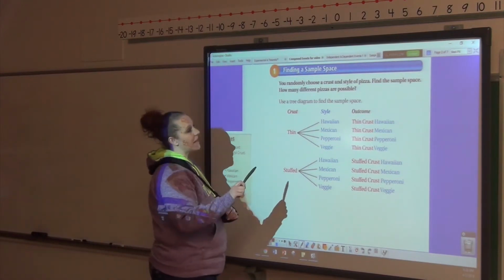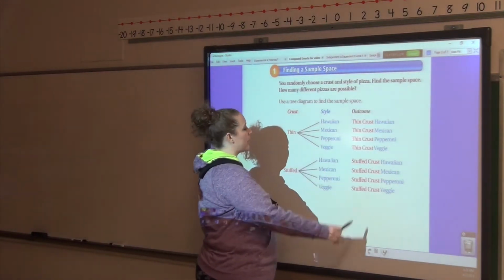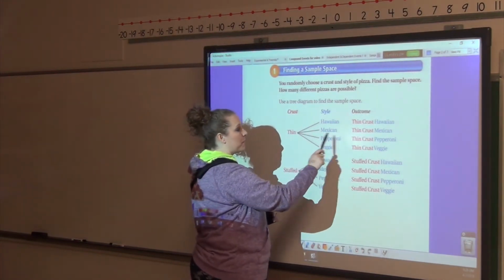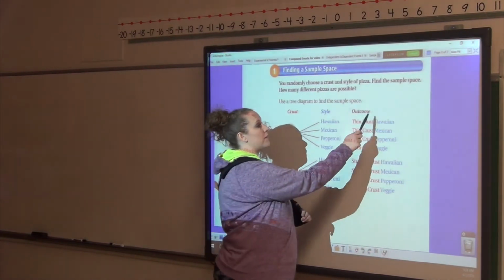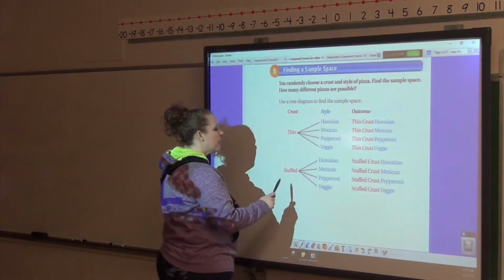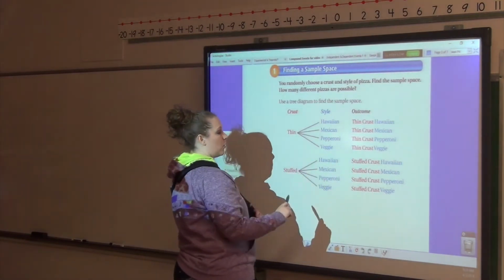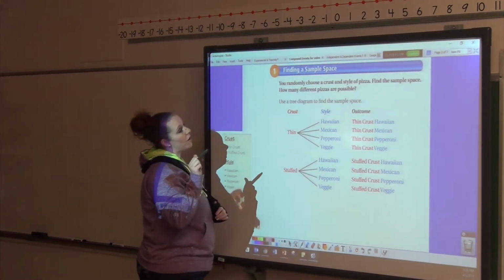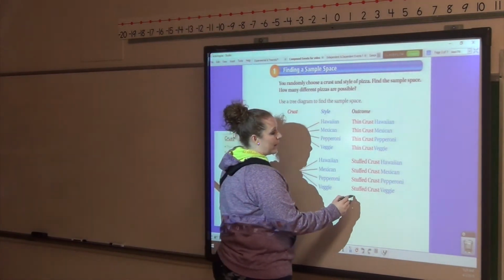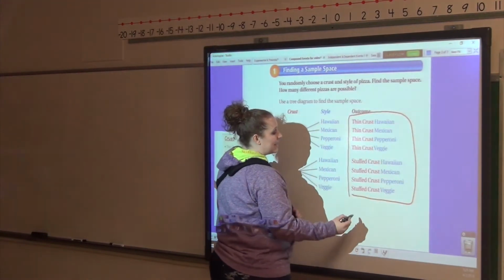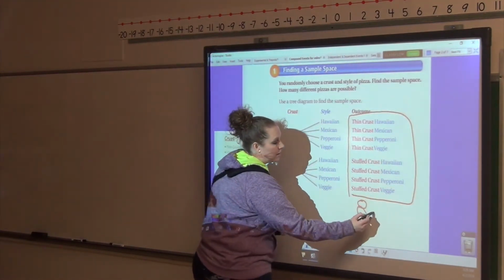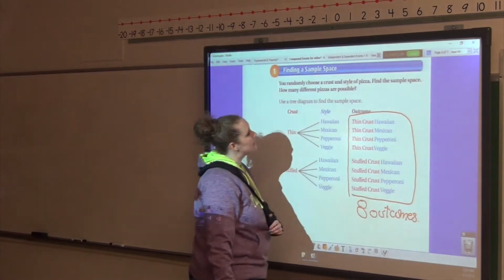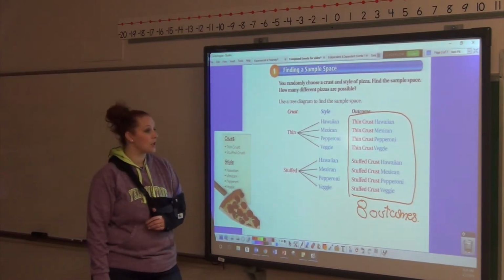So our sample space is going to be all of these outcomes right here. For the thin crust, we have a thin crust Hawaiian, a thin crust Mexican, a thin crust pepperoni, and a thin crust veggie. So there's four different outcomes just within thin crust. Then for our stuffed crust, we've got a stuffed crust Hawaiian, a stuffed crust Mexican, stuffed crust pepperoni, and a stuffed crust veggie. So our sample space is this right here. We have eight different outcomes possible for our sample space.